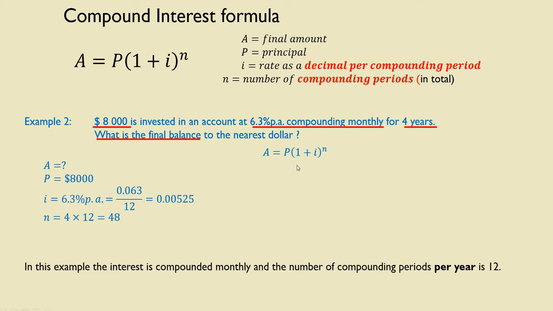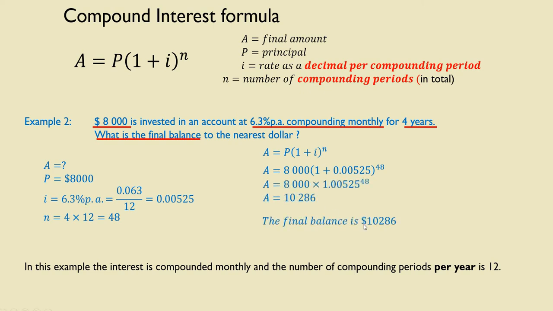Step 2, write our rule. Step 3, substitute our values into the rule. Step 4, calculate our answer. Step 5, include our units, check that we've answered the question, and see if our answer is reasonable. So our $8,000 grew to $10,286. That is a reasonable answer. So remember, you need to consider how often it's compounding. In this case, it was monthly, so there were 12 compounding periods per year.